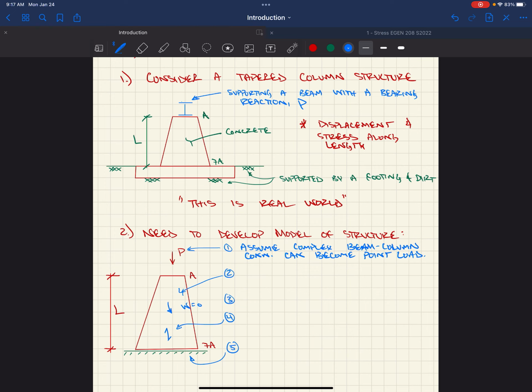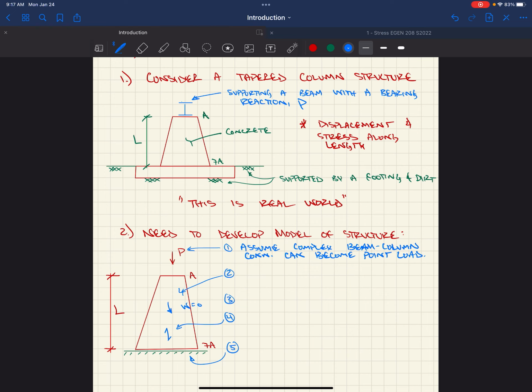All right. So with respect to load, we make this assumption, right? We're gonna have some sort of column or member framing into the top of this tapered column. And we're gonna make the assumption that all of that can be boiled down to just a point load, which is a pretty gross assumption, but we're going to make it.